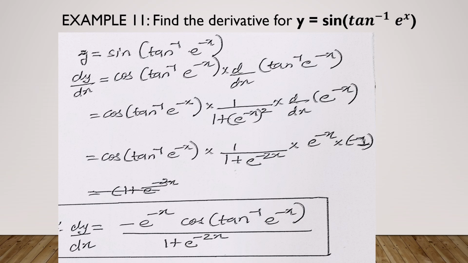Derivative of e raised to anything is the same thing. So e raised to minus x derivative is e raised to minus x into derivative of minus x, which is minus 1. So this is step by step 3 times you are applying the chain rule. So dy by dx is equal to minus e raised to minus x cos of tan inverse of e raised to minus x upon 1 plus e raised to minus 2x.